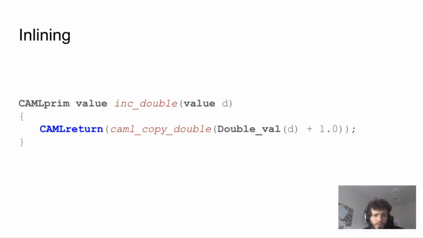To illustrate some more problems, we consider a function that increments a double, unboxing a value, adding one to it, and boxing it back, sending it back to the OCaml heap.